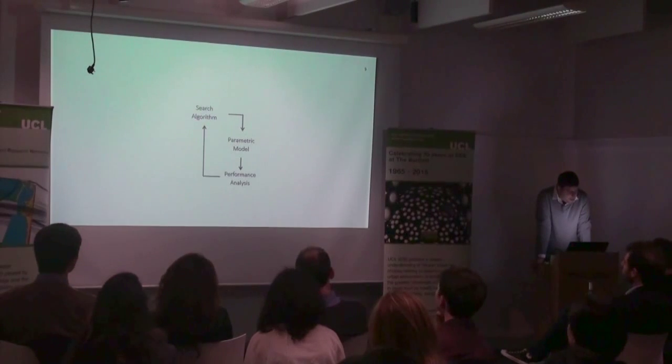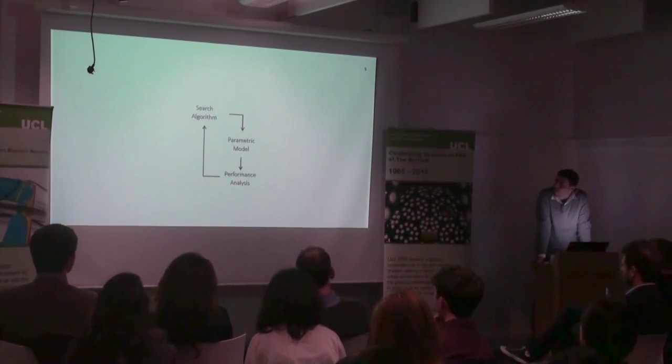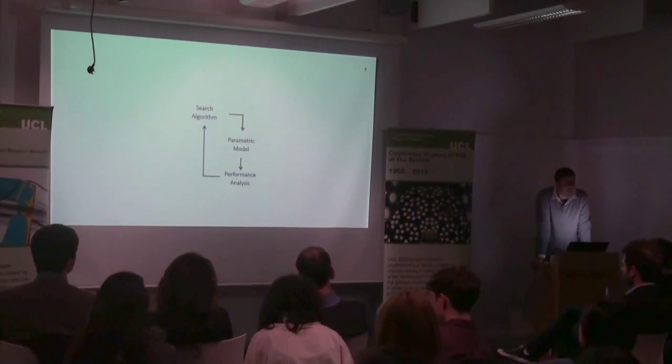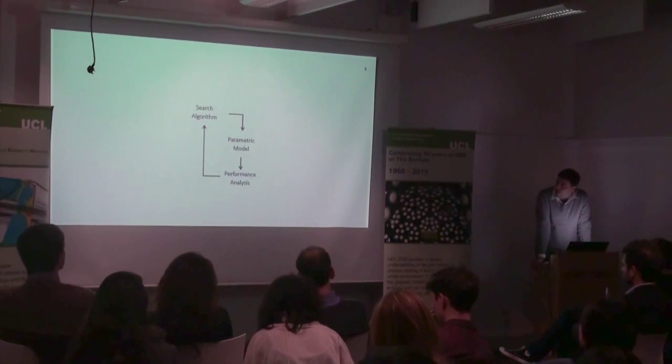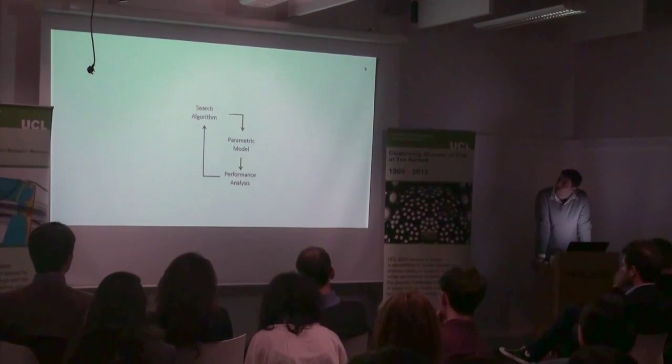I'll be describing this little loop that I basically described. That's the search algorithm that I'm using. So there's a search engine, in this case a genetic algorithm. There's a parametric model that I don't think I have to go too much into, but I'll show a little bit what I've done with them. Some sort of performance analysis.